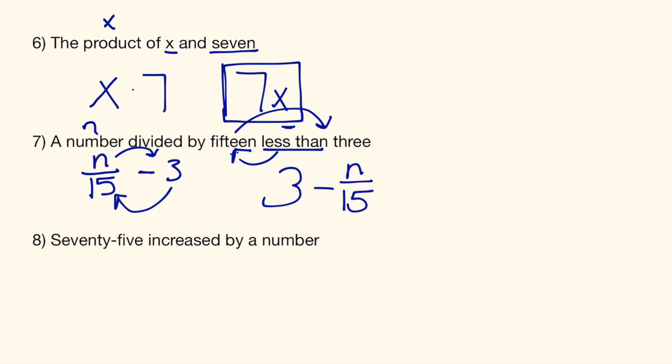And then for the last one, 75 increased by a number. If we are doing increased by, that's addition. So we have 75 increased, so plus a number. Again, this is a variable. And remember, whenever you have a variable, if it doesn't specify what the letter is, you can use any letter to represent that variable, whether it's n, p, q, it doesn't matter. You can choose whichever one.